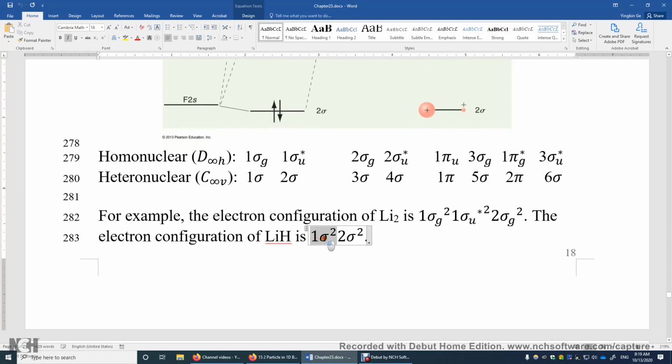And by the way, this 1 sigma is essentially the 1s orbital of lithium. This 2 sigma is the 2s orbital of lithium interacting with the 1s orbital of hydrogen in a constructive manner.